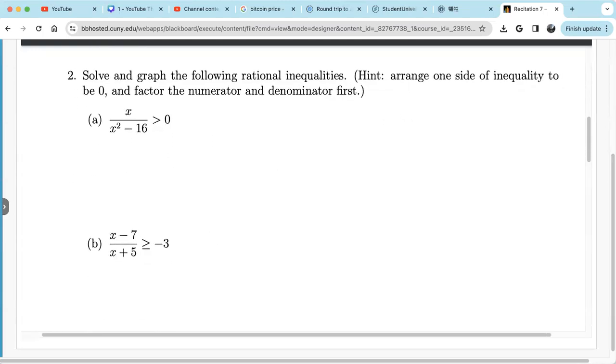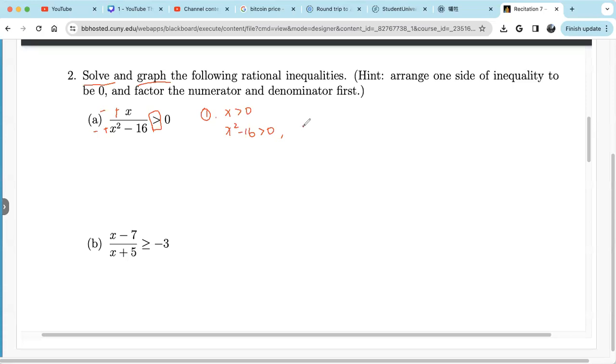Okay, let's see question 2. We want to solve and graph these rational inequalities. So it's not a polynomial, it's a rational inequality. So this one, we have a numerator and denominator. This one is greater than 0. When it's a quotient, we also have two cases, right? If the numerator is positive and the denominator is positive, then the sign is positive. Or if the numerator is negative and the denominator is negative, negative divided by negative is also positive. So we also divide into two scenarios. The first one is the numerator is positive and the denominator is positive.